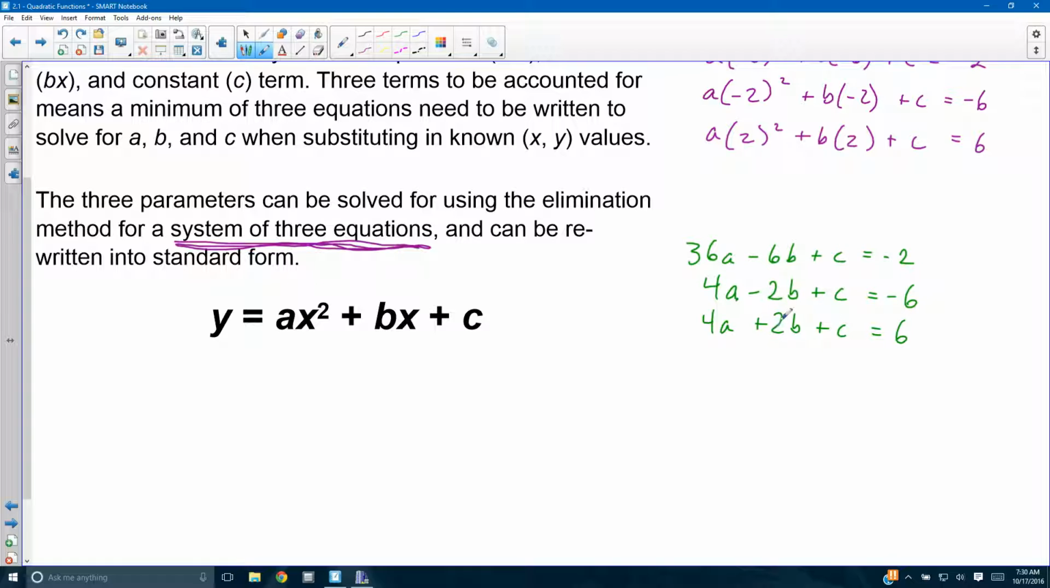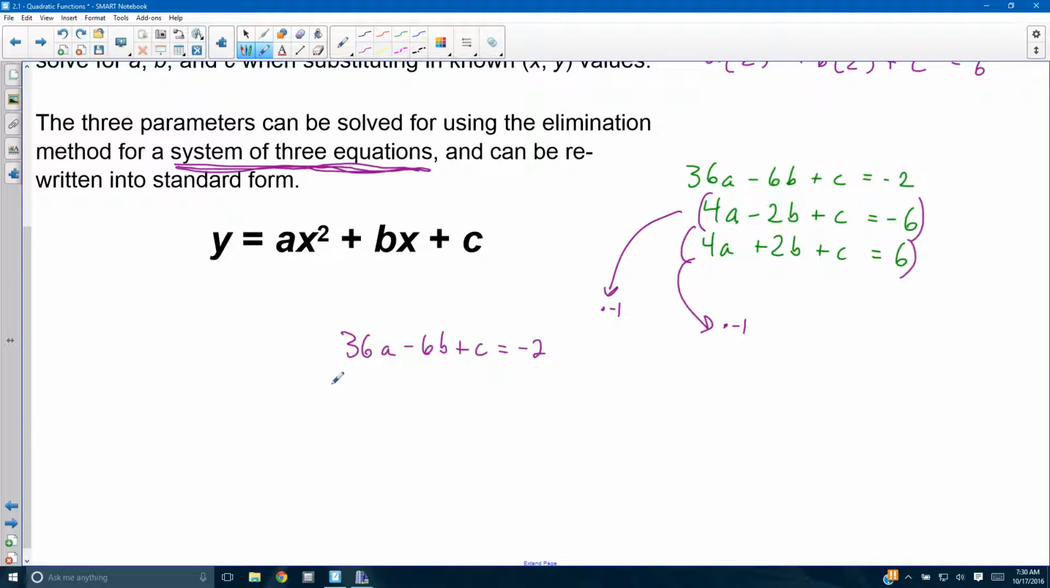Looks like these b's would be easy to eliminate. You can do something there. I'm just going to go ahead and eliminate my c value first. No problem. You can do this a lot of different ways. Now, in order to eliminate the c value here, I'm going to have to multiply both of these equations by -1, because that'll make my c value negative, and then I can add with this top equation. What I mean by that is if I do 36a minus 6b plus c is -2, and I could have multiplied the top one by -1 as well.